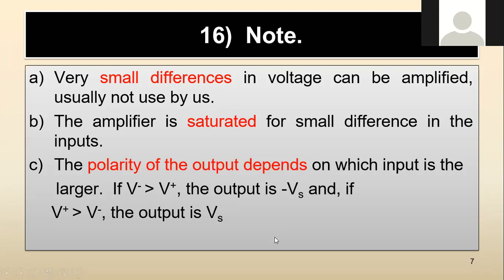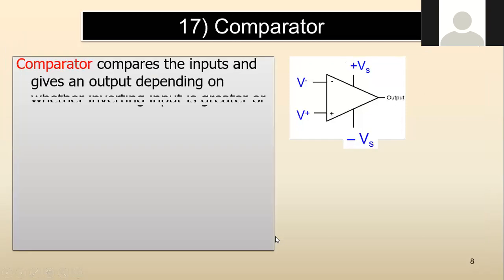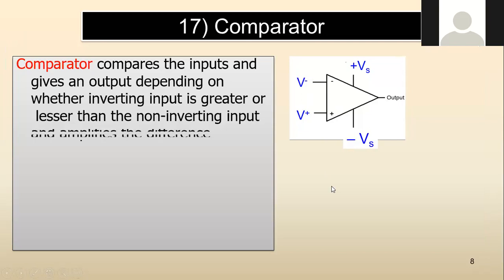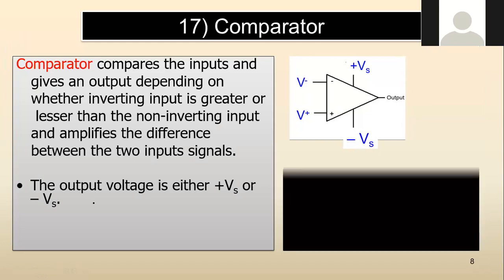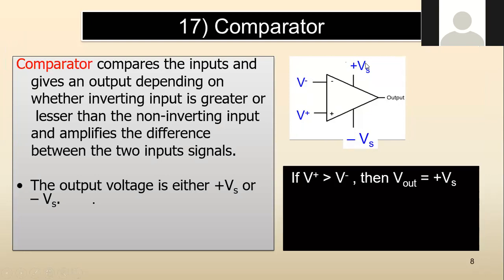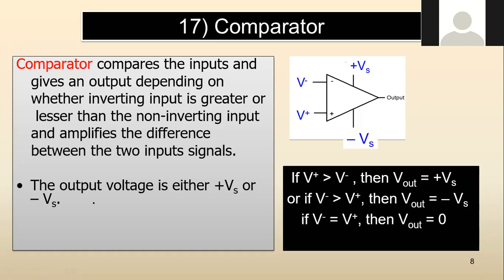Right? Comparator. That's the purpose of the comparator. It compares the two input voltages and gives us the output voltage, either Vs or minus Vs. So if your V plus is greater than V minus, then it goes straight to Vs. If your V minus is greater than your V plus, then it goes straight away to minus Vs. So that's good as a comparator. It doesn't amplify, that's all. It doesn't amplify sound, right? But it's good as a comparator. That's all it's good for.